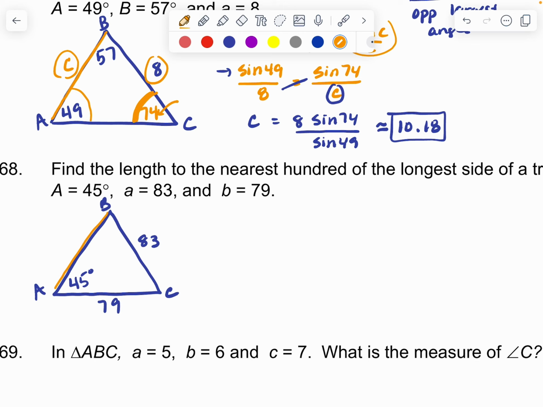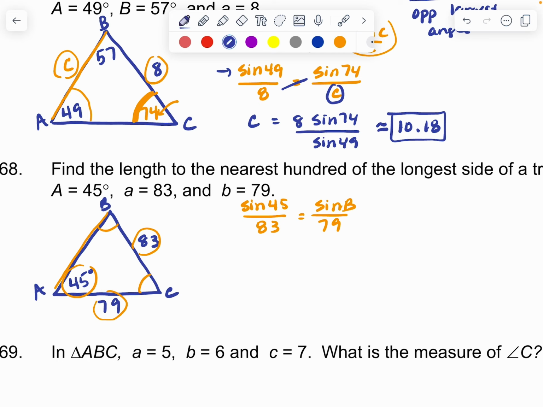I need to find out what angle C is. So I need to use the law of sines. So let's go ahead and do that. I'm going to go sine of 45 over 83 equals, and then I'm going to do sine of, can't find C, I have to find B. Sine of B all over 79. I just need to find out which one is the biggest angle so then I can figure out what the longest side is.